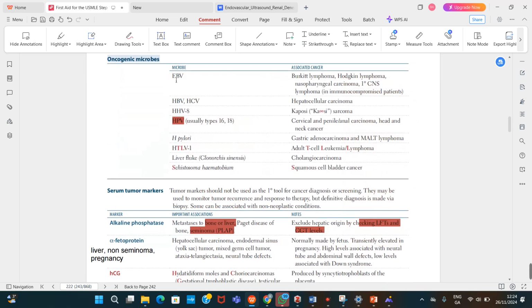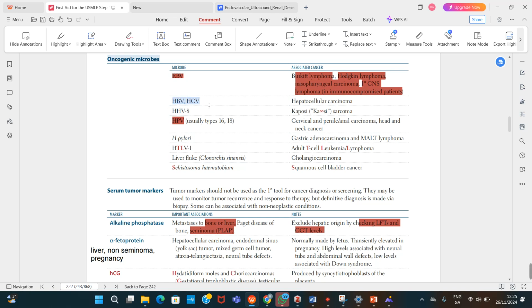So EBV, oncogenic microbes. EBV is associated with Burkitt lymphoma, which is an example of a non-Hodgkin lymphoma. It can also cause Hodgkin lymphoma too. It can cause nasopharyngeal carcinoma and primary CNS tumor, particularly in people that are immunocompromised. So you don't want to forget these four cancers with respect to EBV: Burkitt, Hodgkin lymphoma, nasopharyngeal carcinoma, and primary CNS lymphoma.